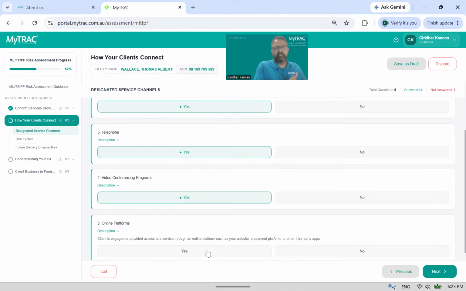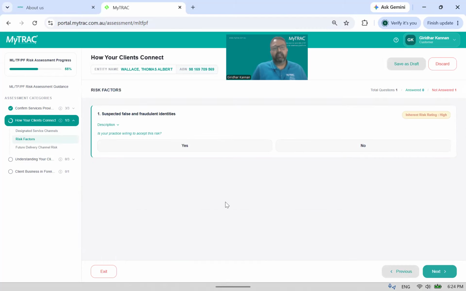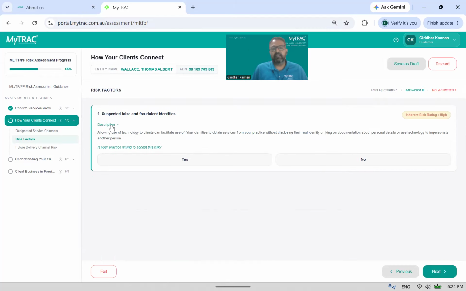So we always believe in Australia that if we are unsure, it's better to be cautious and err on the safer side. So we will say yes. I'm just going to say yes here because I'm not sure whether I'm using credit card payment, using credit cards to allow clients to pay. So I'm not sure, so maybe I'll just say yes. All right, suspected false and fraudulent activities.